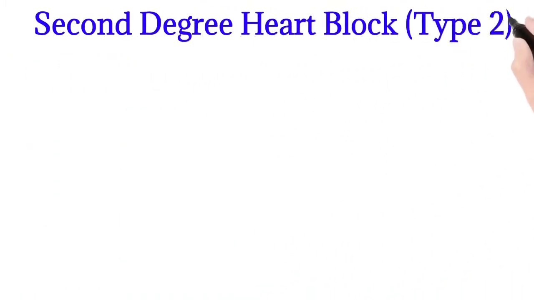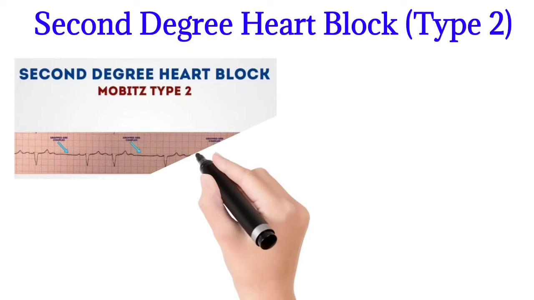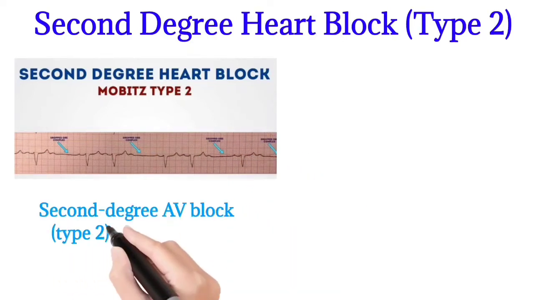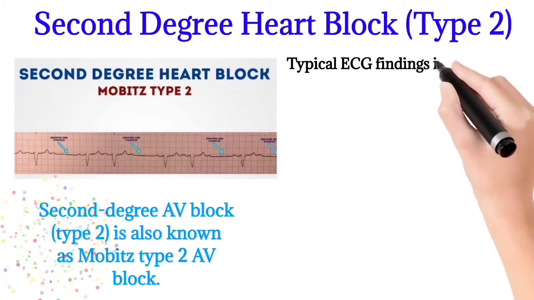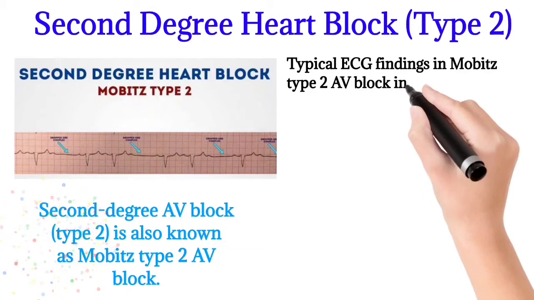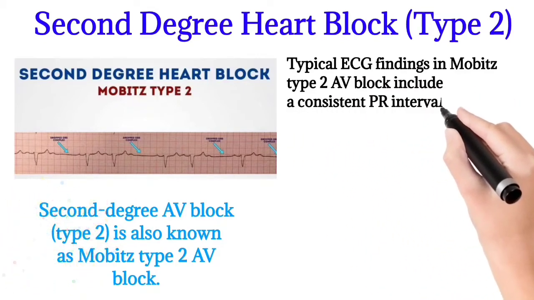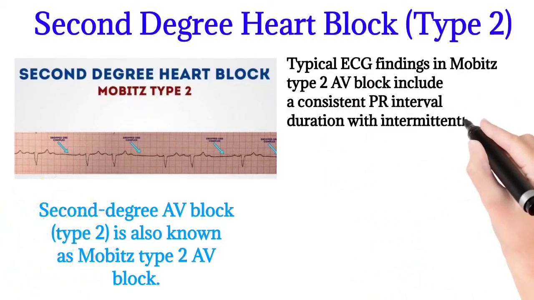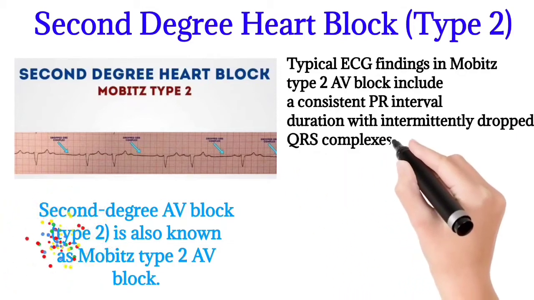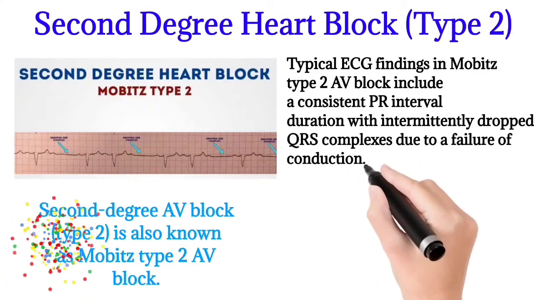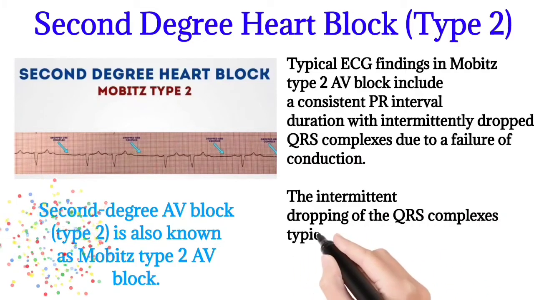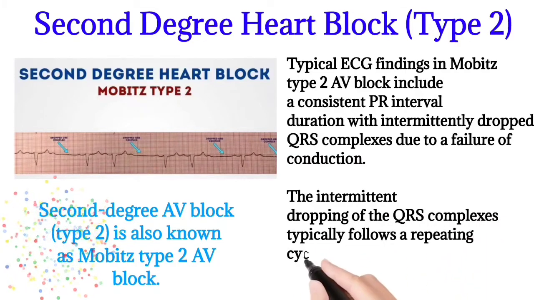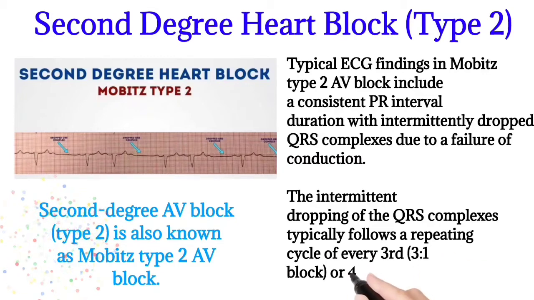Second-degree heart block, type 2. Second-degree AV block, type 2, is also known as Mobitz type 2 AV block. Typical ECG findings in Mobitz type 2 AV block include a consistent PR interval duration with intermittently dropped QRS complexes due to a failure of conduction. The intermittent dropping of the QRS complexes typically follows a repeating cycle of every third, 3 to 1 block, or fourth, 4 to 1 block, P wave.